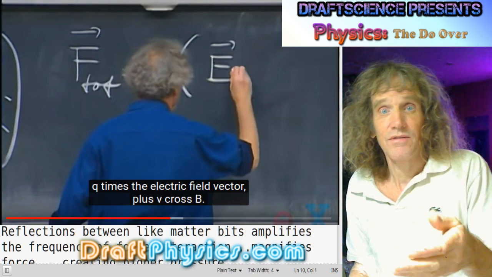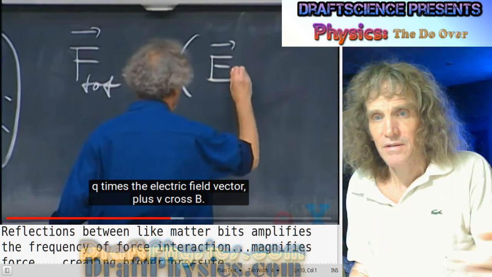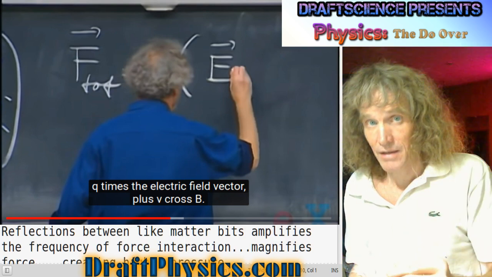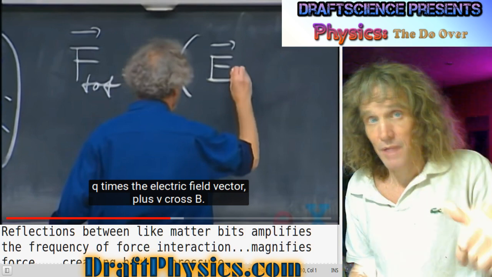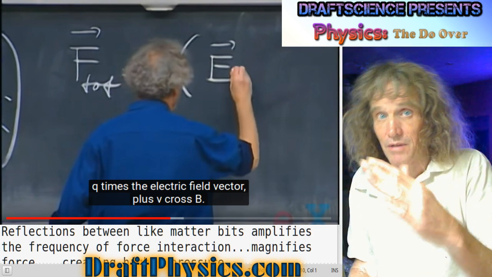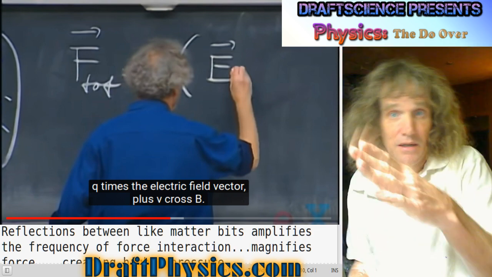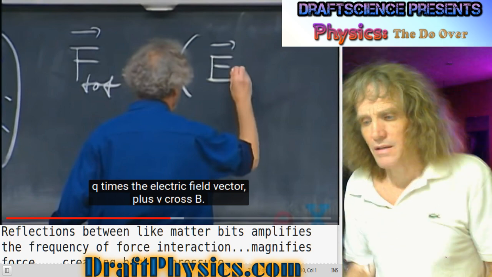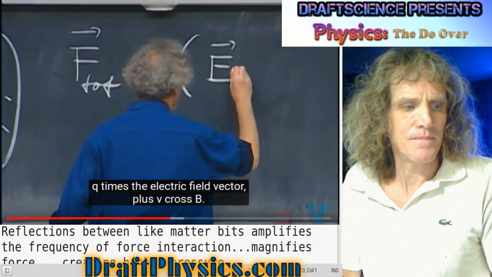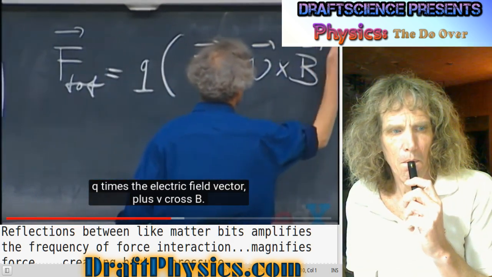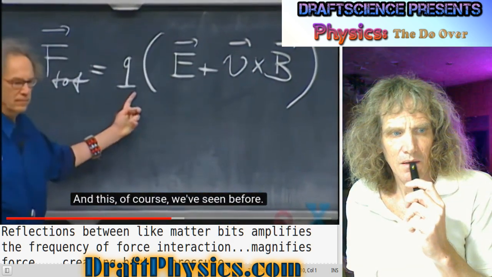That is, it's filtering the energy. It's taking the red stuff and perpendicularly it, and it's reflecting the black stuff. So if it comes into contact with another black thing, they're going to reflect off of each other, and if it comes in contact with a red thing, they're going to attract each other. Plus V cross V. And this, of course, we've seen before.